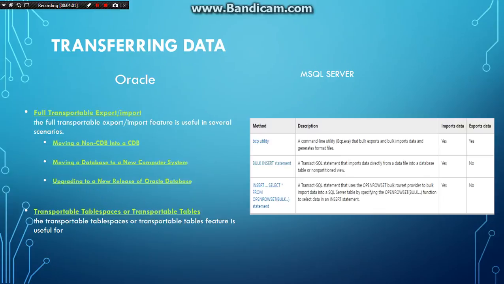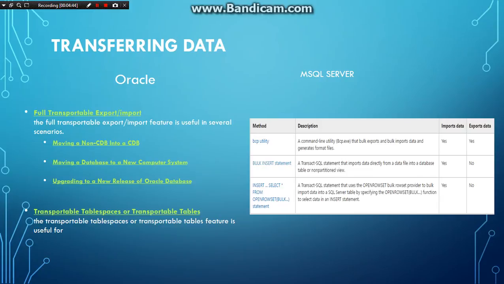Next is transferring data. In Oracle, there are two ways of transferring data: full transportable export and import. This has a lot of scenarios, such as moving from non-CDB to CDB, moving a database to a new computer system, and upgrading to a new release of Oracle Database. The other one is transportable tablespaces or transportable tables. The transportable tablespace feature is useful when you are copying from one database to another. SQL Server has methods such as the BCP utility and the BULK INSERT statement.